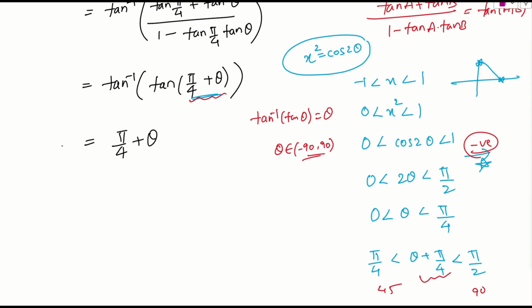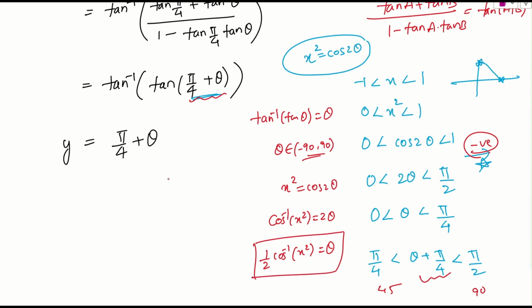Is it okay? This is our y. What happened to theta here? You need to replace our theta, right? Let me calculate that also. If you take x square is equal to cos 2 theta, what happened to cos here? I can send the cos to the other side. Cos inverse of x square is equal to 2 theta. If you send that also, this will be 1 by 2 into cos inverse of x square. It will be theta alone. This is the calculation part. So from this, I'll be getting y is equal to pi by 4 plus theta. What is theta? Theta is nothing but 1 by 2 into cos inverse of x square. This is our y.